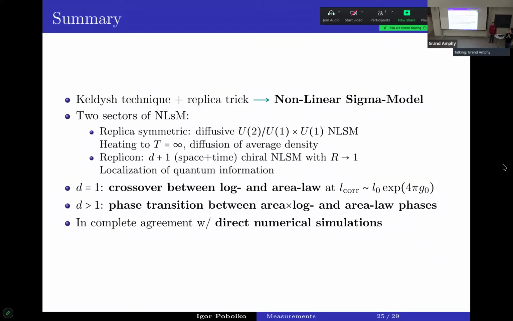So, questions? Oh, sorry. Yeah. So about the symmetry classes, can you realize all of the Anderson localization symmetry classes, or only a subset?